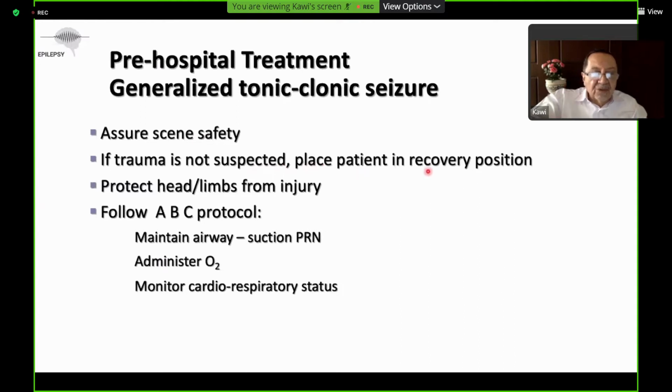And as we know, recovery position is to put the patient on his side and to put his head close to the floor, where if he has any salivation, it will flow out of his mouth. And to protect the head and limbs from injury, and we follow the ABC protocol, which is airway, breathing, and circulation. So we maintain the airway, we suction as needed, we administer oxygen, and we monitor the cardiorespiratory status.